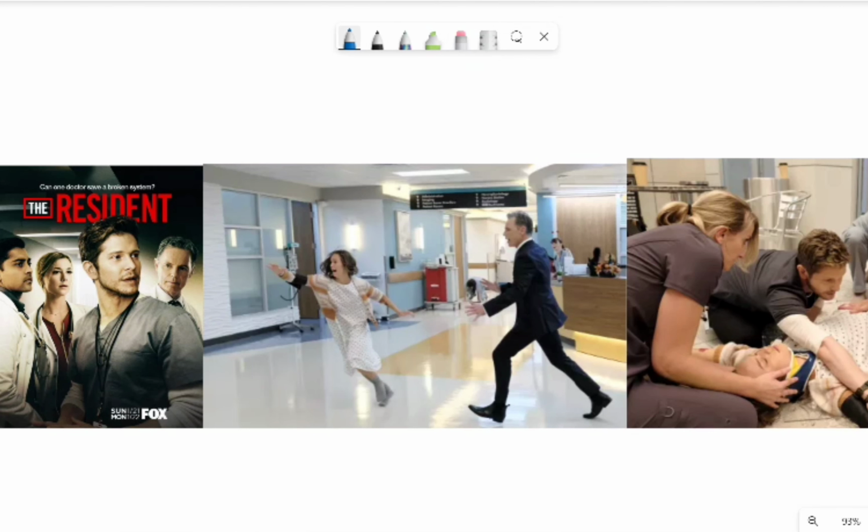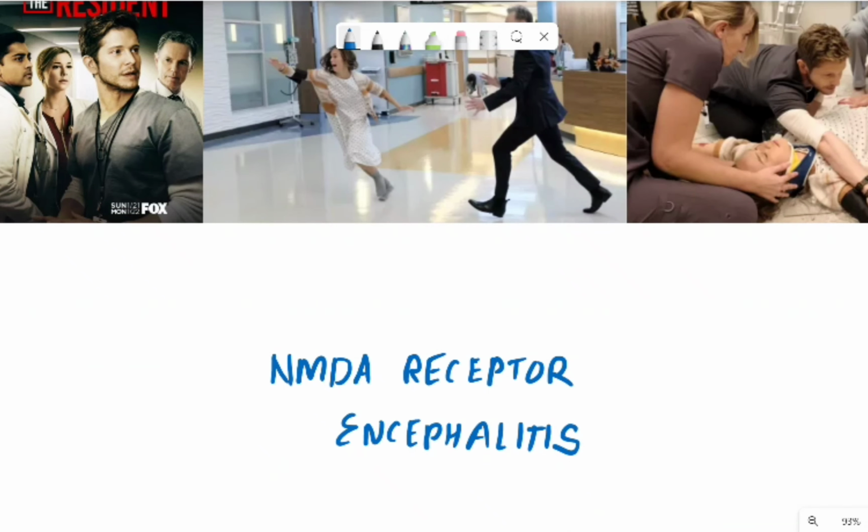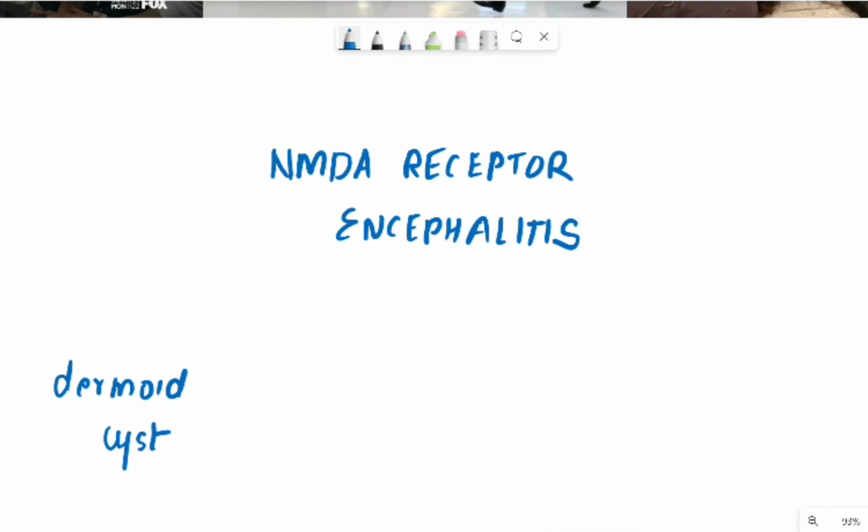Now, in the end, they described the case as one being that of NMDA receptor encephalitis, and the cause for the NMDA receptor encephalitis in her was a dermoid cyst which was detected incidentally. Now, what is this NMDA receptor encephalitis?